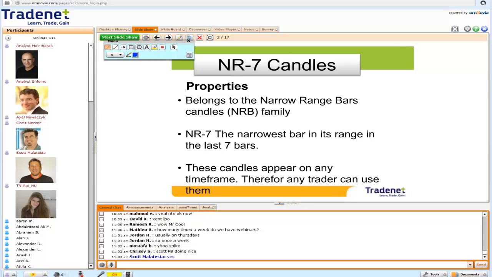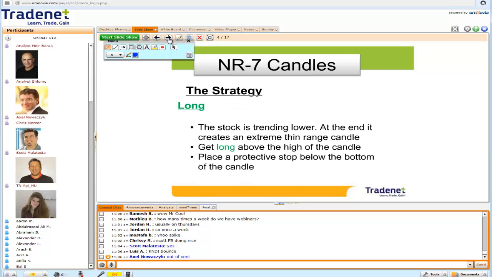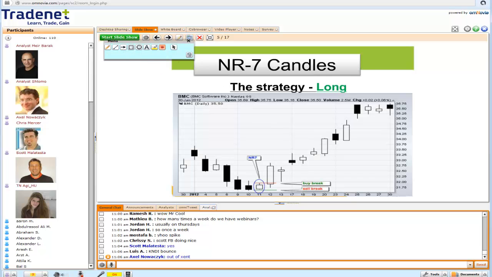does not just signal a momentum contraction, and therefore I expect to see an expansion in the momentum, but usually these bars have the capability to spot a change in the direction of the price action. So if the NRB comes after an up movement, usually we will look to open a short position in expectation of a drop in the stock price after this candle. And on the next slide, we will see it perfectly.